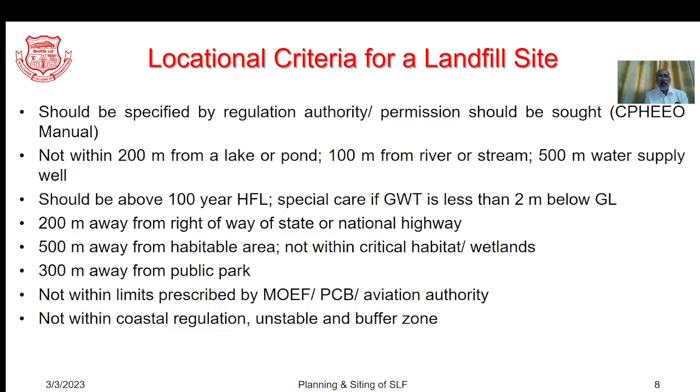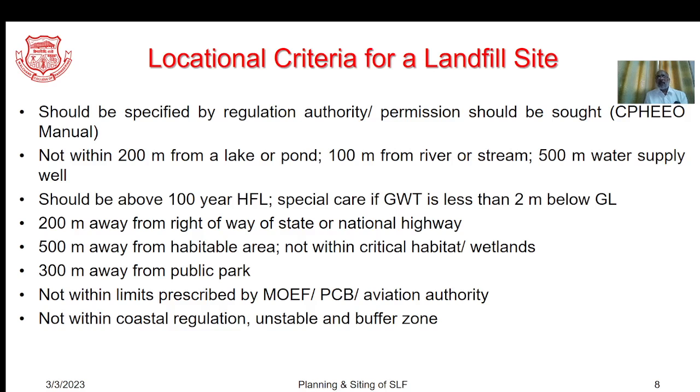As well, it should not be within the limits prescribed by the Ministry of Environment and Forest, the Pollution Control Board, as well as the Aviation Authority. It should not be within coastal regulation, unstable, as well as buffer zones, especially unstable. Say we can consider earthquake prone zones, because we don't want to lose the stability of the 25-meter high landfill.